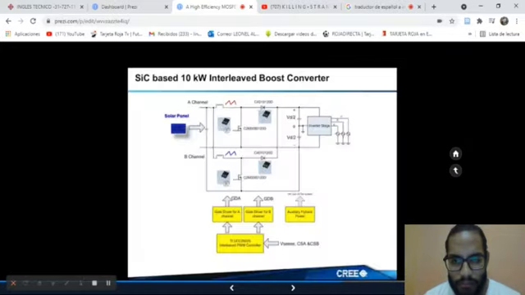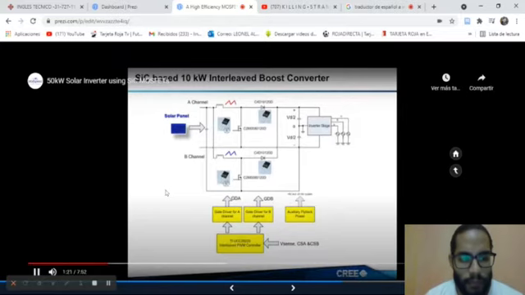So if we look at this block diagram of a 10 kilowatt system, what you're looking at is a two-phase interleaved boost converter connected to an inverter stage. So each phase leg is switching at 20 kilohertz in case of silicon, and with silicon carbide, they're switching at 100 kilohertz.